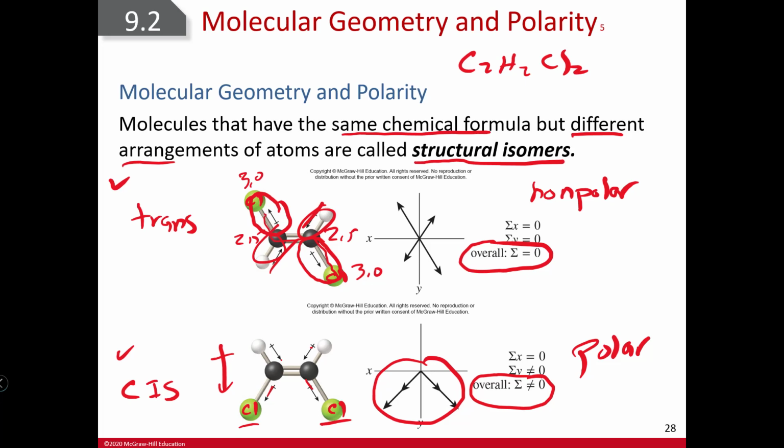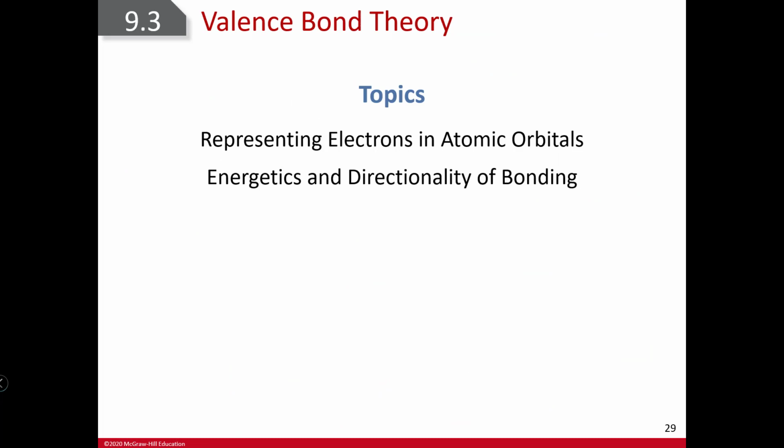So cis and trans are called structural isomers. Same chemical formula, different arrangement of atoms gives us different molecular polarities and different melting points, boiling points, surface tensions, vapor pressures, and so forth. That's what we're going to be talking about in chapter 11. So you must master section 9.2 in order to understand chapter 11. All right, that's it for section 9.2.